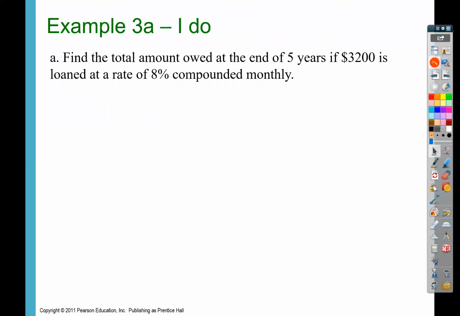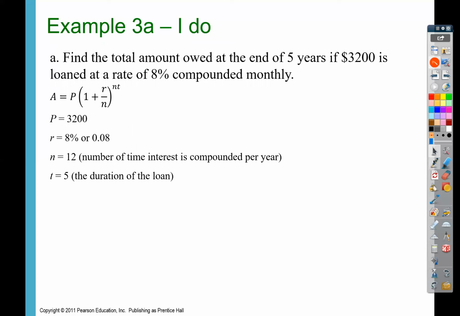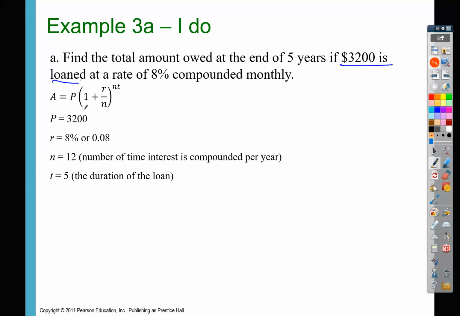So 3a says find the total amount owed at the end of 5 years if $3,200 is loaned at a rate of 8% compounded monthly. So again, this is your compound interest formula. It says if $3,200 is loaned, so that is the original amount. 8% is your rate, so you change that to 0.08. Compounded monthly means that n is the number of times interest is compounded per year for a time of 5 years. Okay, so we're going to set this up.